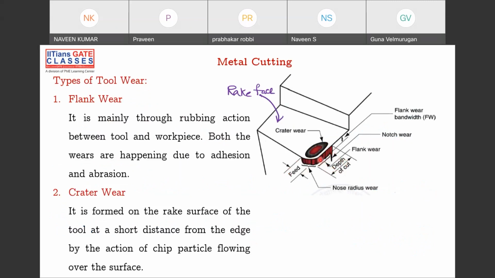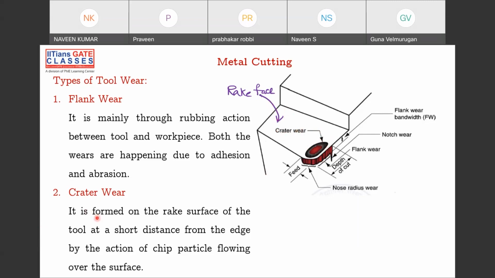Flank wear. This is your flank wear. Crater wear is happening on the rake face. Please remember, this is called your rake face, the top one. This is your crater wear. It is some kind of depth that is generated because of the chip action, because chip is flowing on this rake face. Clearly told, chip is flowing on this rake face like this.